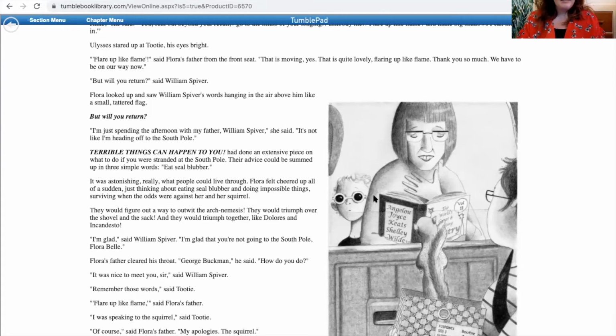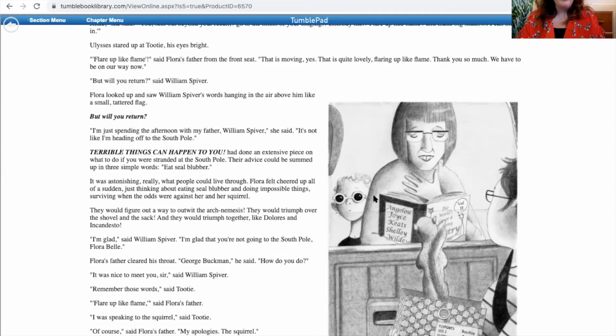Flora felt cheered up all of a sudden, just thinking about eating seal blubber and doing impossible things, surviving when the odds were against her and her squirrel. They would figure out a way to outwit the arch nemesis. They would triumph over the shovel and the sack, and they would triumph together, like Dolores and Incandesto. "I'm glad, William Spiver. I'm glad that you're not going to the South Pole, Flora Belle."